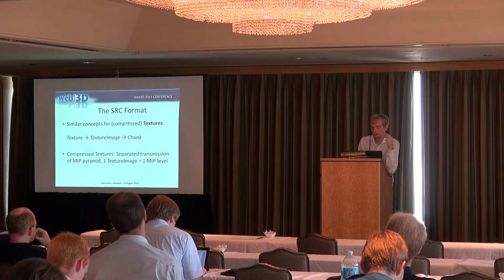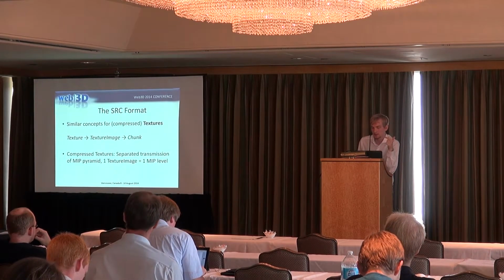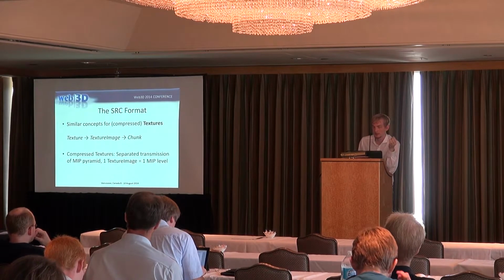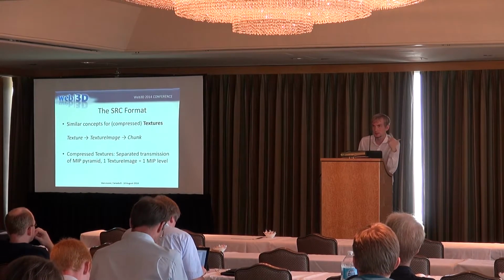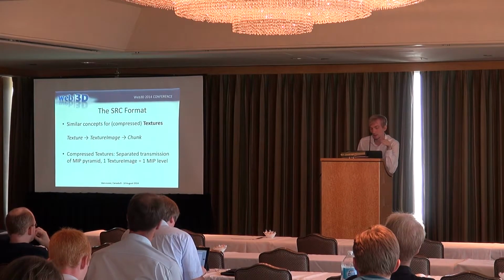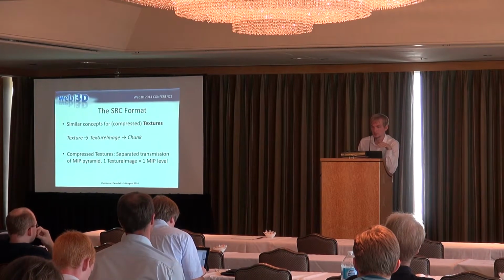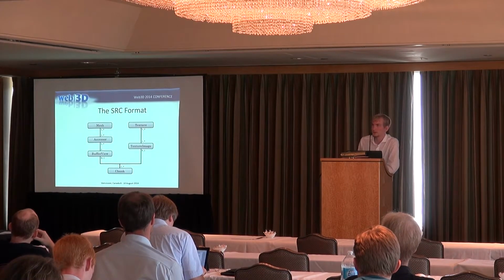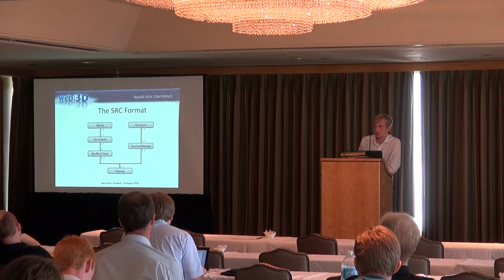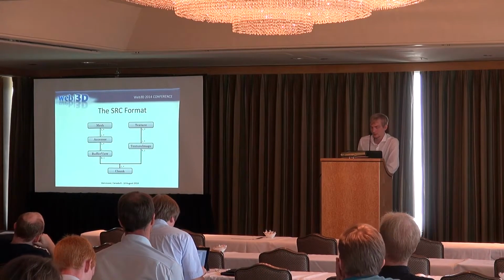And the reason why we have this texture image in between is because we want to allow for compressed textures, and it is pretty common to separately transmit the mip pyramid along with the compressed texture, because the mip levels are also compressed, and they can usually not be generated on the fly on the client side that easily, so it's common to transmit them along with the original texture. And this is why we allow multiple texture images to be contained in one texture. So that's the format, basically. You can see that both mesh and texture map to the same byte chunk at the end.